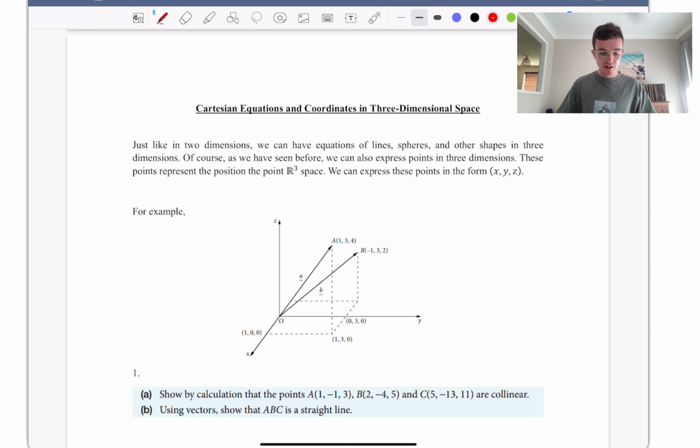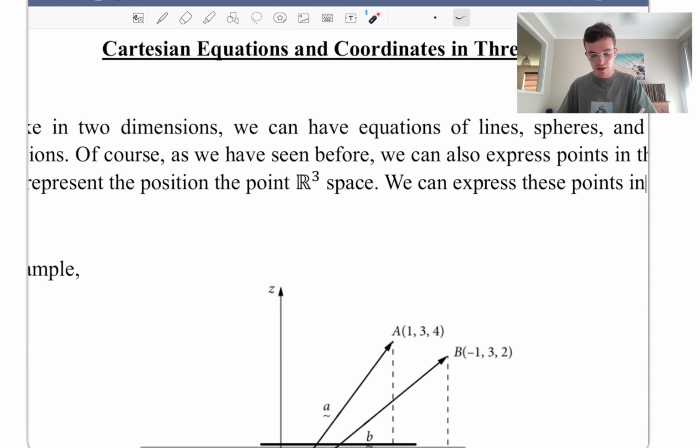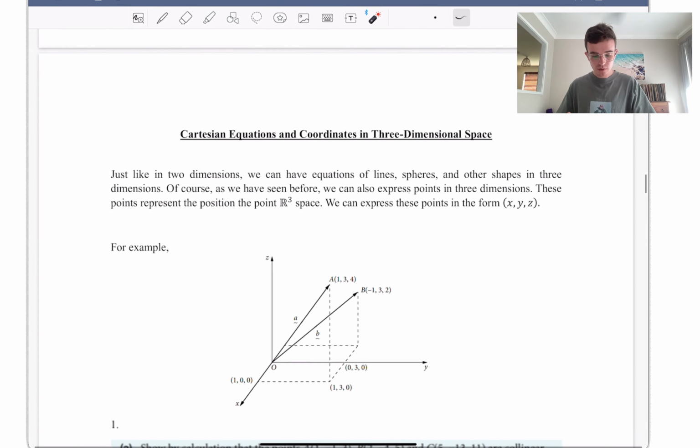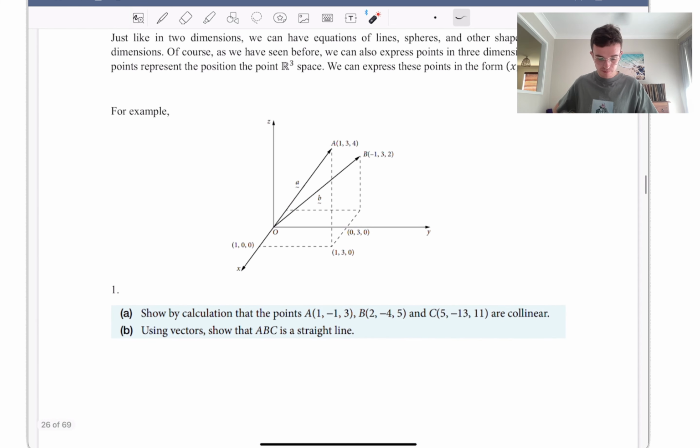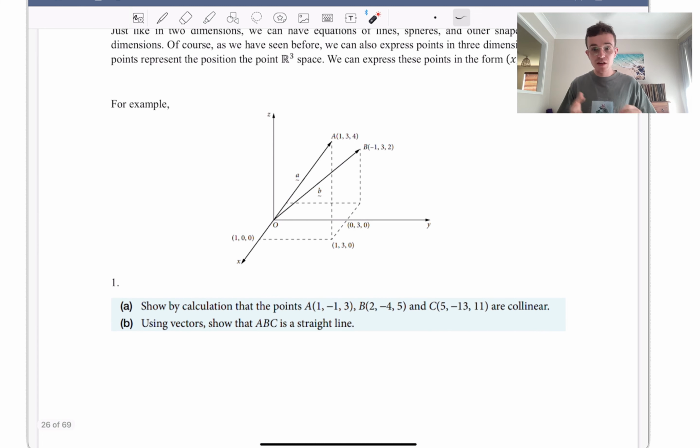These points represent the position of a point in R cubed space. R cubed, or real cubed space, just means 3D space. And we can express these points in the form x, y, and z as we've seen. So points in this 3-dimensional space look something like this.